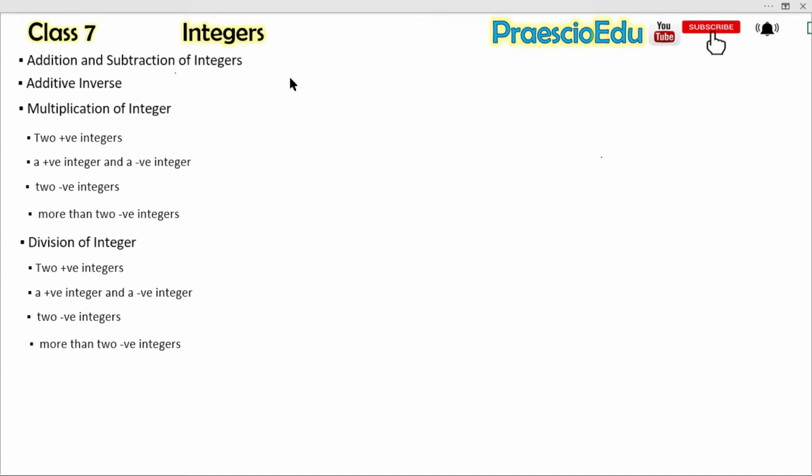So in this video we are going to learn about the integers. What exactly are the integers? Integers are negative numbers, then 0 and all the positive numbers. All the numbers we can show on a number line.